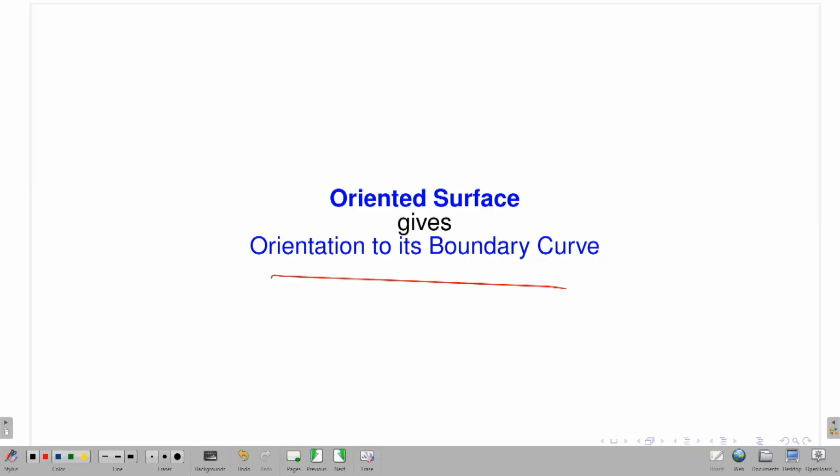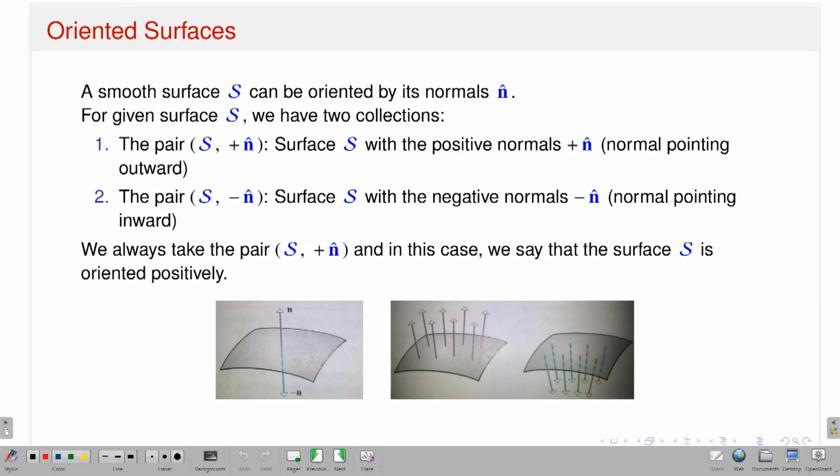Okay, so as I said in my last lecture, I talked about surfaces, smooth surfaces and the unit normal vector. So now let me start with the notion of oriented surfaces, and once I have oriented surfaces, it will induce orientation to its boundary curve. So that's the title I have written: oriented surface. What is an oriented surface?